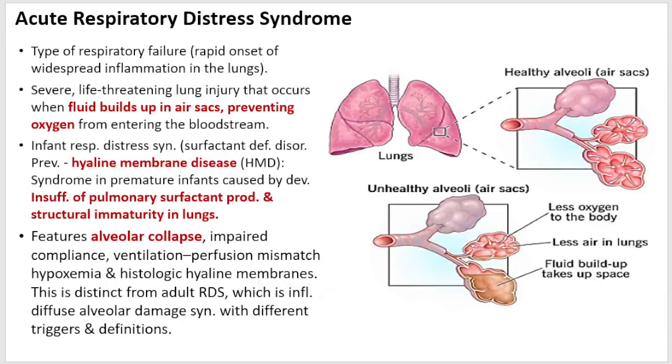Infant respiratory distress syndrome, NRDS, often in premature newborns, results from surfactant deficiency. Without surfactant, alveoli collapse, causing hyaline membrane disease and severe breathing difficulty. NRDS features alveolar collapse, impaired compliance, ventilation-perfusion mismatch, hypoxemia, and histologic hyaline membranes, the hallmark of NRDS, hyaline membrane disease. This is distinct from adult RDS, which is inflammatory diffuse alveolar damage.